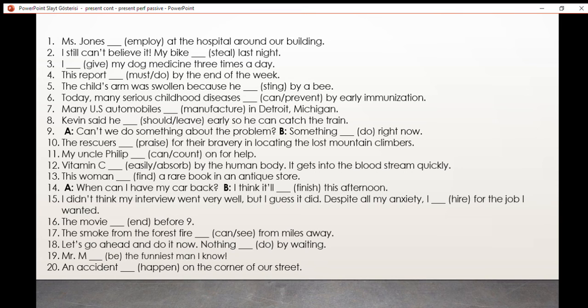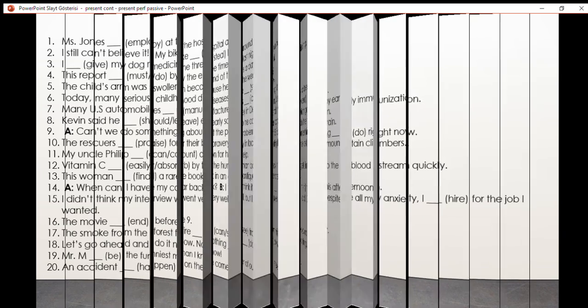Welcome back. Now let's see. Ms. Jones is employed or was employed at the hospital around our building. It depends on the context it's in. If I'm talking about Ms. Jones right now, and if she's still working there, then I can simply say Ms. Jones is employed at the hospital around our building.